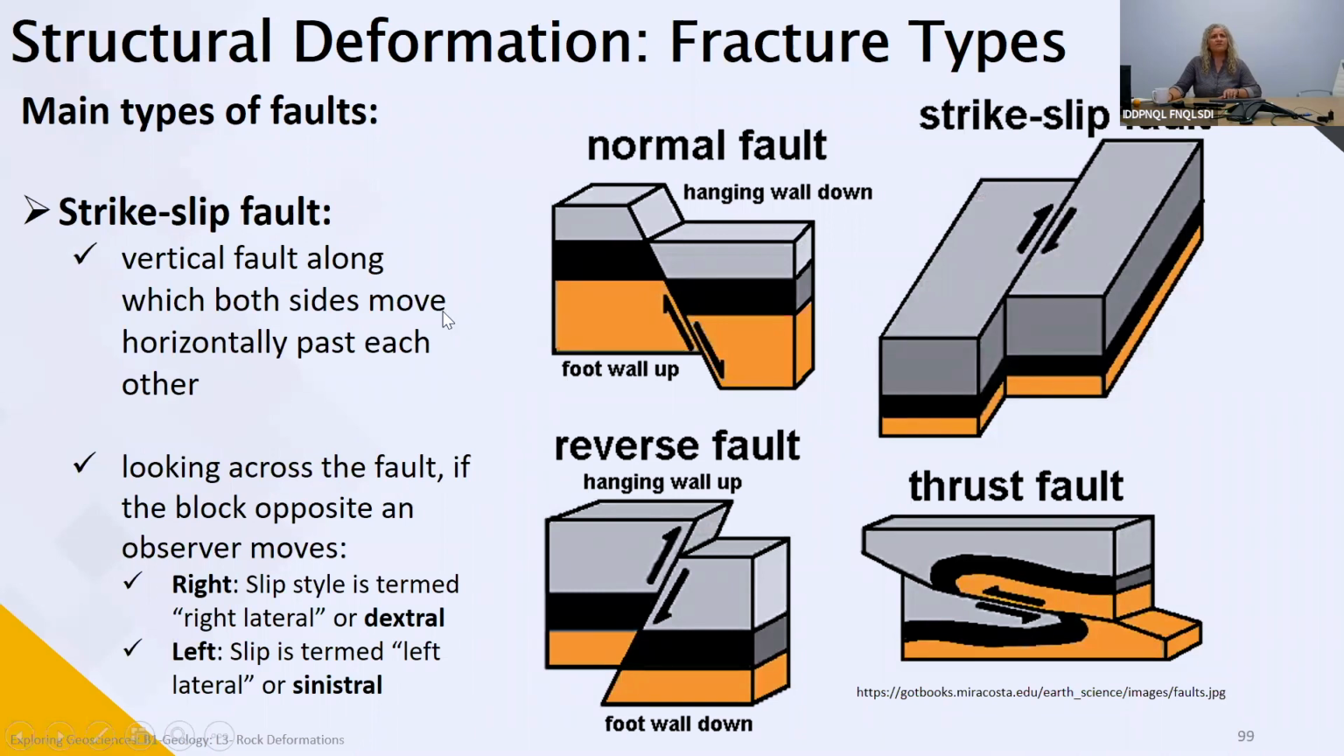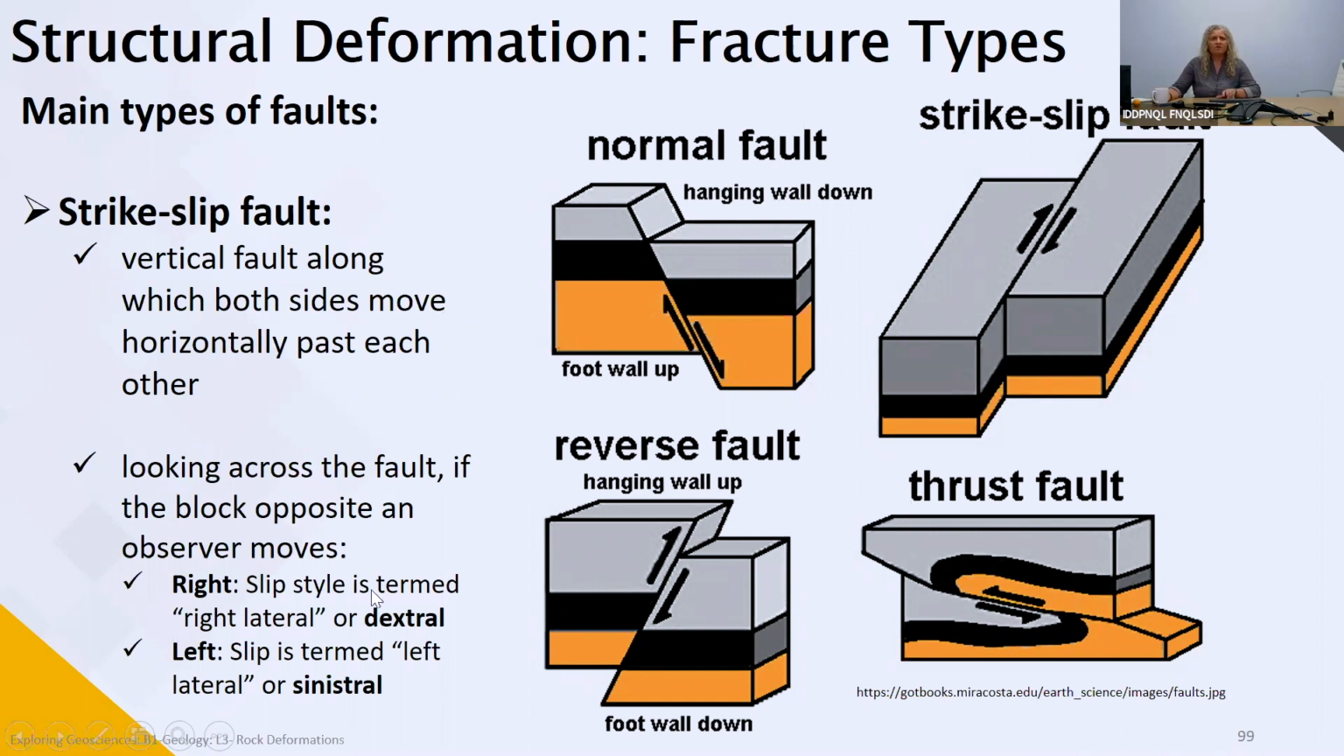So a strike slip fault is, contrary to the normal and the reverse fault, a sideways, so a horizontal displacement. There is no displacement along the vertical line. So that's an easy way to remember.